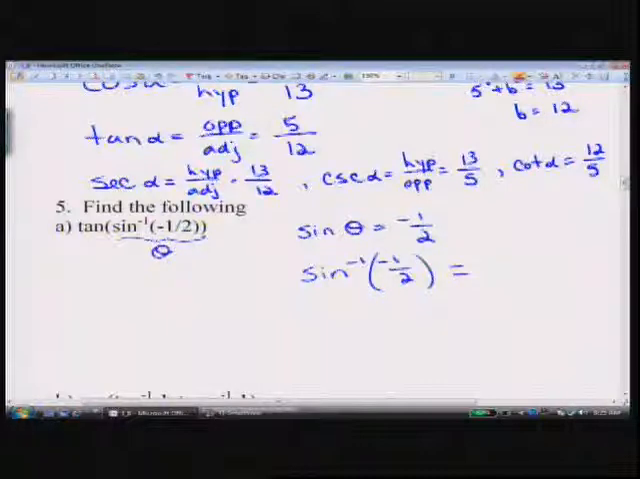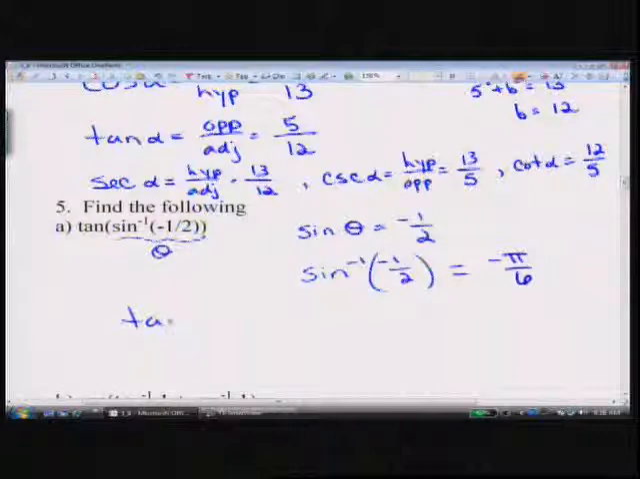Okay. So, can you tell me the inverse sine of negative 1/2? Did y'all get it? Negative pi over 6. And so, because it was negative 30 on your calculator, you convert to radians, it is negative pi over 6.